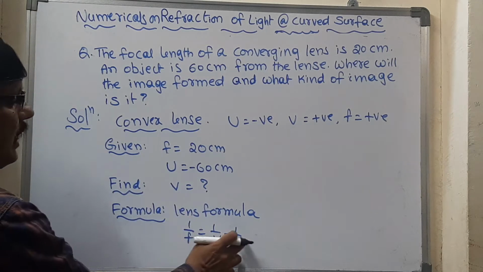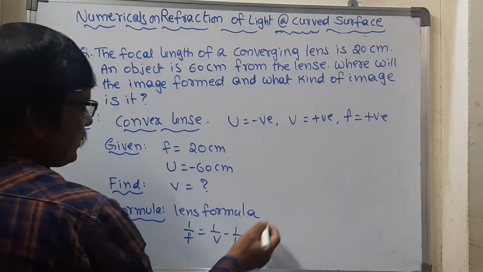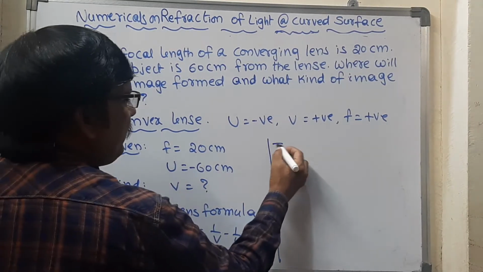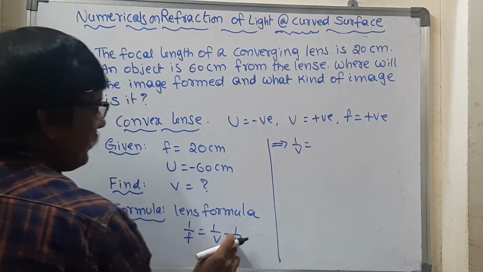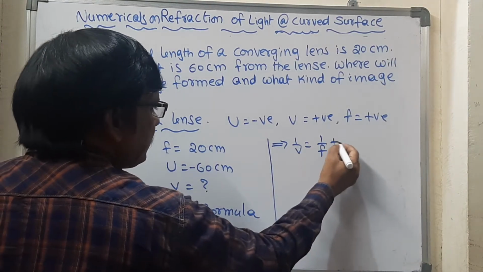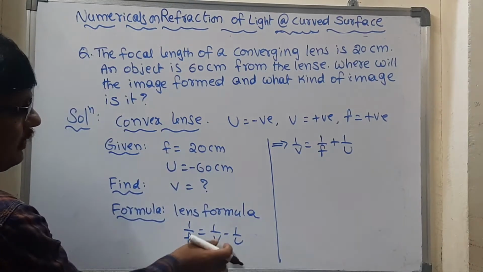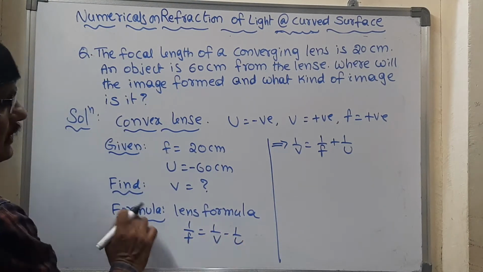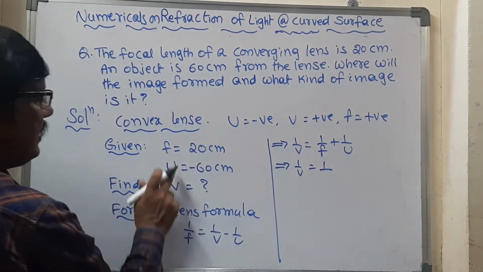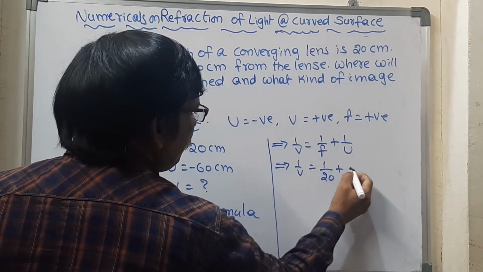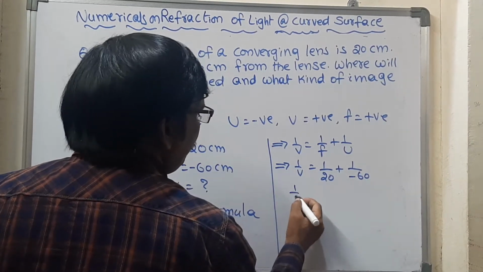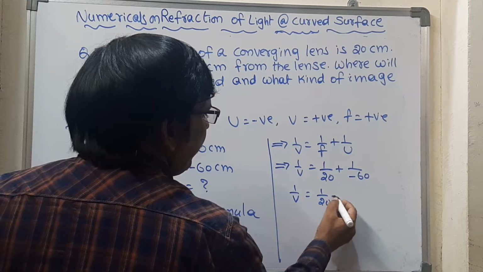This is the formula we will use, and from this formula we have to take 1 by v. So let us take 1 by v to one side and send minus 1 by u to the other side. Then 1 by v is equal to 1 by f plus 1 by u. Now substitute the values. 1 by v is equal to 1 by f, that is 20, plus 1 by u, where u is minus 60. So 1 by v is equal to 1 by 20 minus 1 by 60.